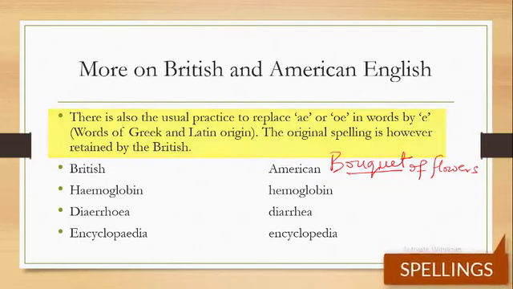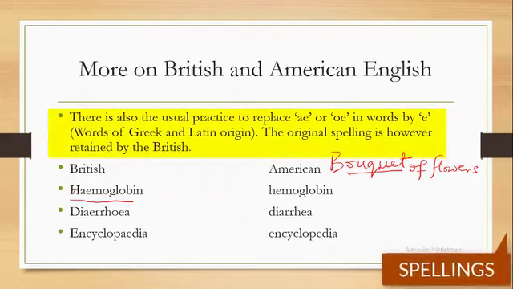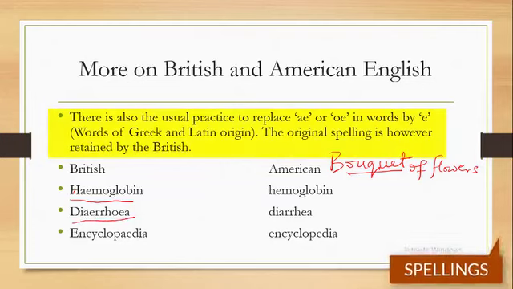So it has a French origin, but we can see that it is an English word. Okay, so we have hemoglobin here. Hemoglobin here is spelled HAEMOGLOBIN, but in American English it is HEMOGLOBIN. Same word, diarrhea. Here you can see DIARRHOEA, but in American English it is spelled as diarrhea.